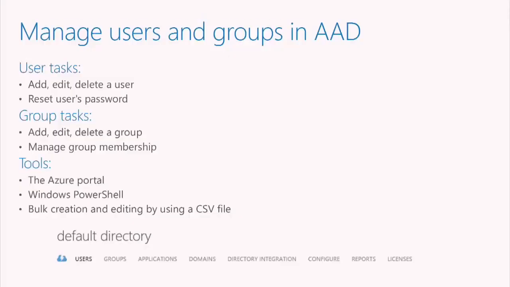Now, with any domain, especially an Active Directory domain, you often wonder, how do we do simple tasks like manage user accounts, manage group accounts? Well, within Azure Active Directory, you can do all these simple tasks. We can add, edit, and delete users, reset their password. We can also do the same thing with groups, add, edit, delete groups, and do their group membership. And this is done either through the Azure portal, through Windows PowerShell, or there's an option to do a bulk upload with a CSV file.